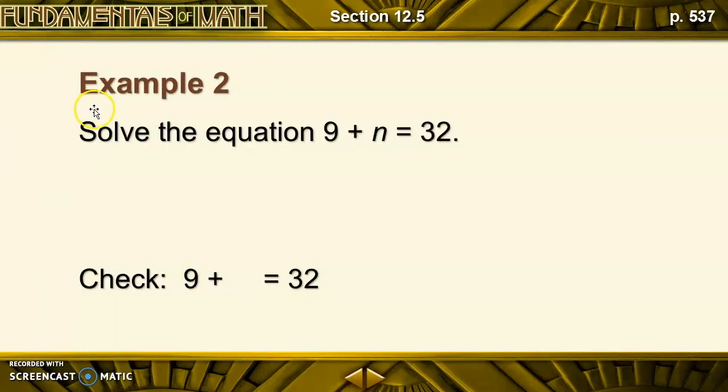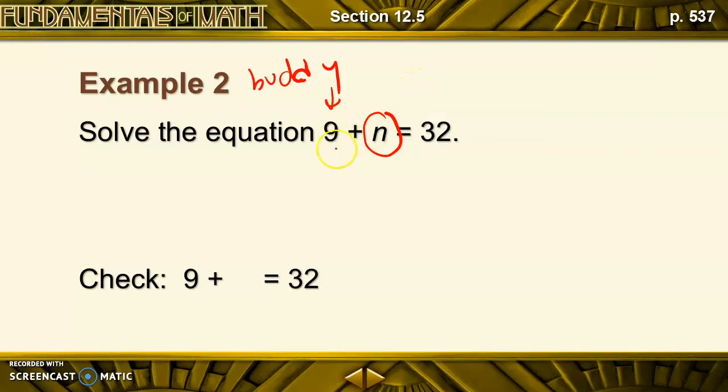Example 2 says solve this equation. We can say that 9 plus n is equal to 32. So the first thing I want to do is circle my variable, and my variable is n. And who's his buddy? His buddy is 9. This is his buddy. Now, I don't know why I wrote it like that. I just went with it. I shouldn't have called attention to it, but I did.